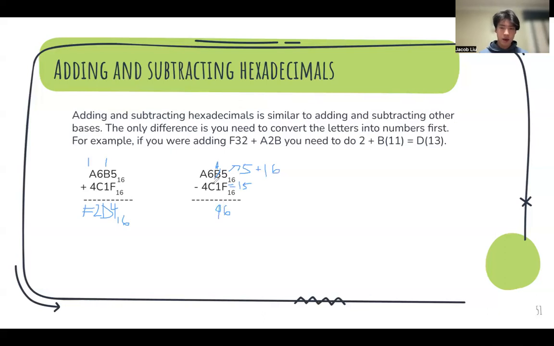And then 6 minus C, which is 12. So 6 minus 12, you can't do that. So this A becomes a 9, and this 6 becomes 6 plus 16. So you have 22 minus 12, which is 10, which is also A. Now 9 minus 4 is 5.